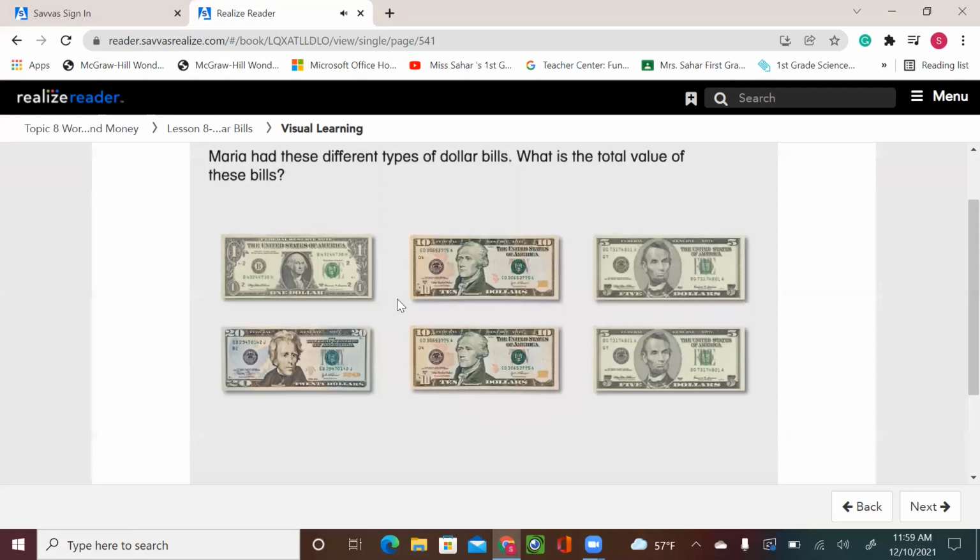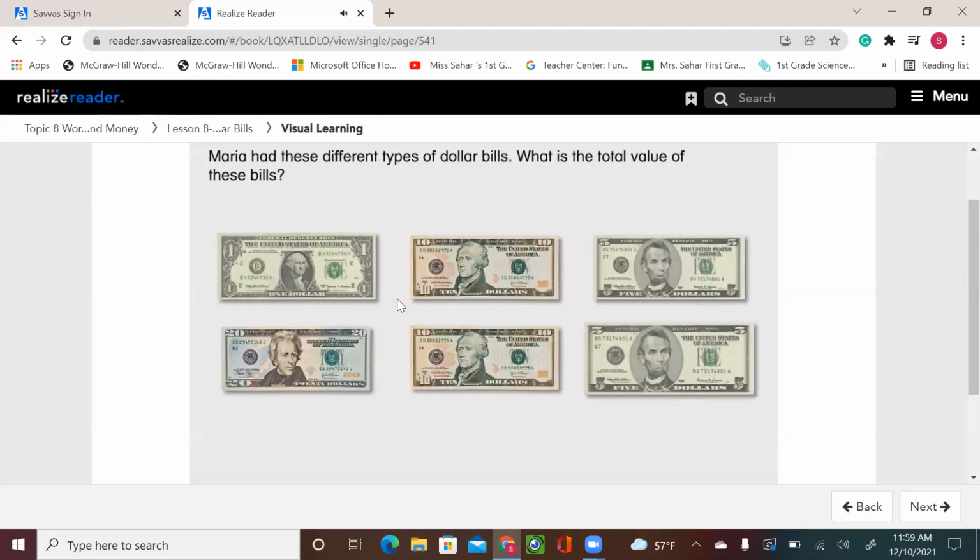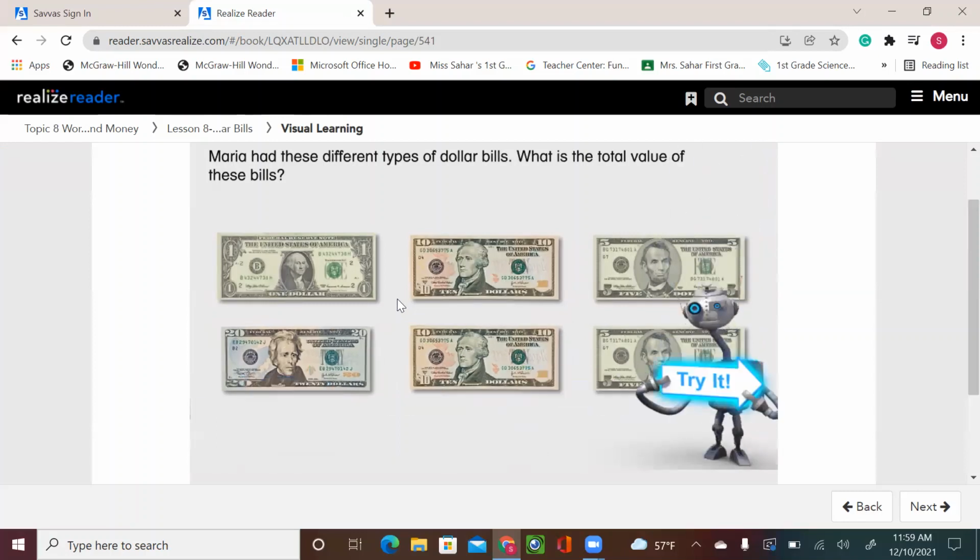Maria had these different types of dollar bills. What is the total value of these bills? So I know that this is $1. I know that this has a value of 10. This has a value of 5. This has a value of 20. Again, another 10 and another 5. So we can count from the greatest bill to the least bill. I know the greatest is 20. So I can say 20. And after the 20, what's next? It's going to be 10.